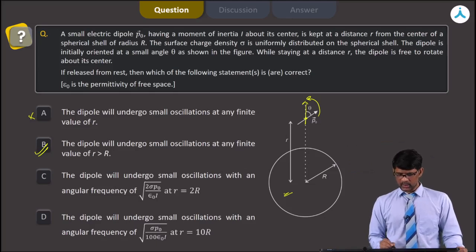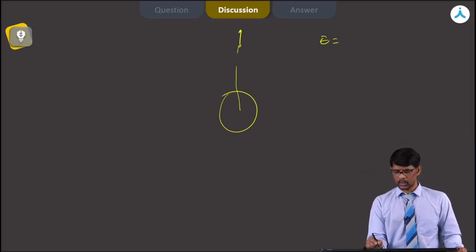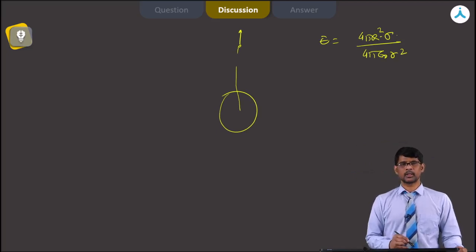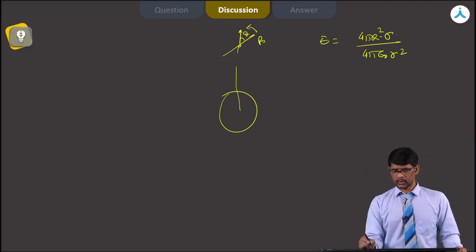Well, for that calculation, let this be the point. The field along this direction will be E, that is Q, that is 4 pi capital R square into sigma, divided by 4 pi epsilon naught r square. This is the field strength, and if the dipole is placed along this direction, angle being theta, then the torque it will experience will be P cross E. That means it will have the sine theta in magnitude.